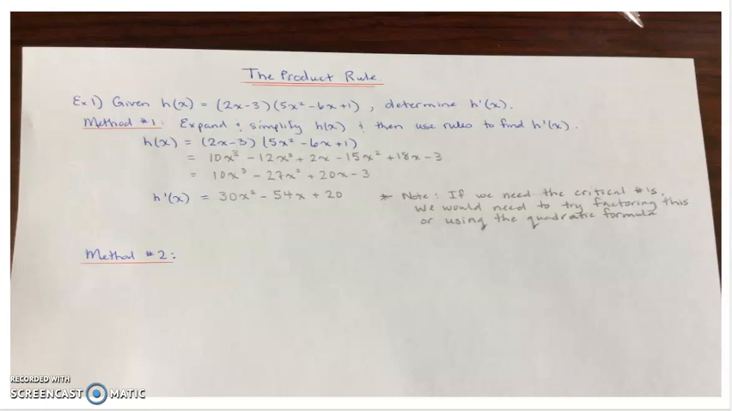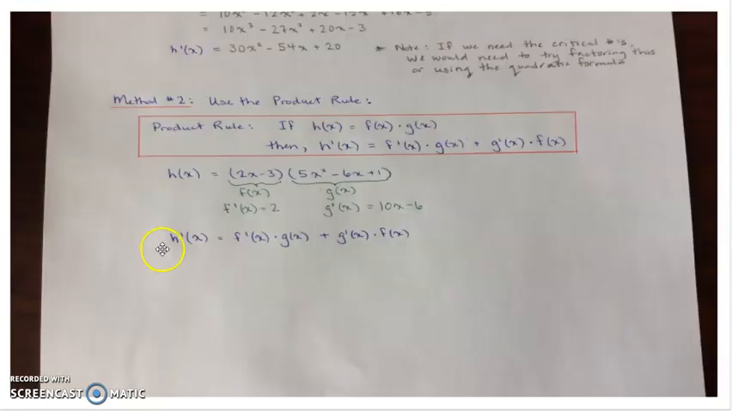Our method number 2 is to find the derivative using this thing called the product rule. So the product rule says if you've got a function which is defined as the product of two smaller functions, the derivative will be this. It'll be the derivative of the first function times the second function plus the derivative of the second function times the first function.